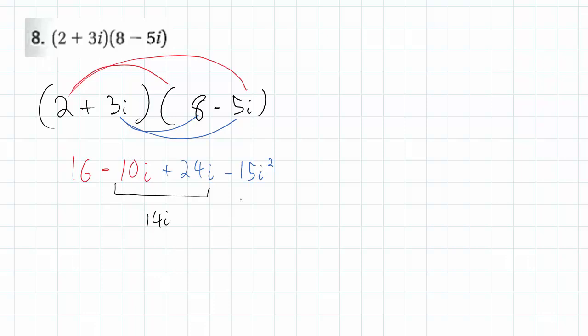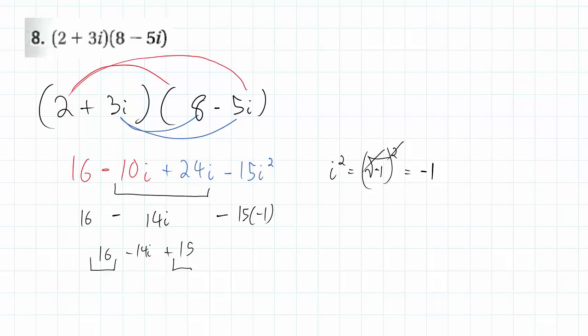That i squared at the end, if I combine those two, these come out to a positive 14i. And the i squared actually can be simplified further, and you might not realize it, because i squared is the square root of negative 1, squared. Well, the square root of negative 1 squared is just negative 1, and you can go through that whole rigmarole.